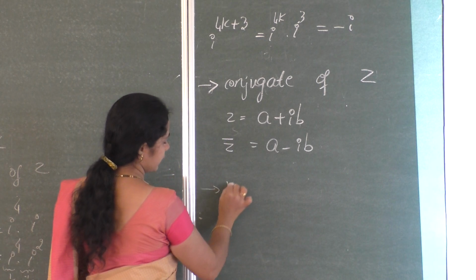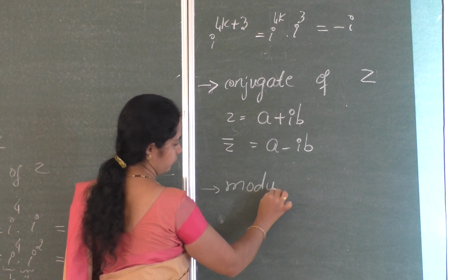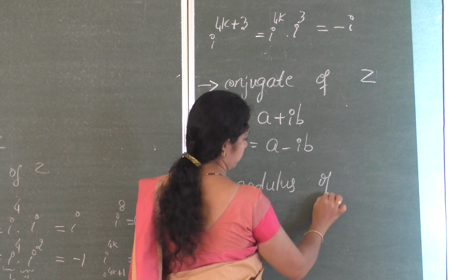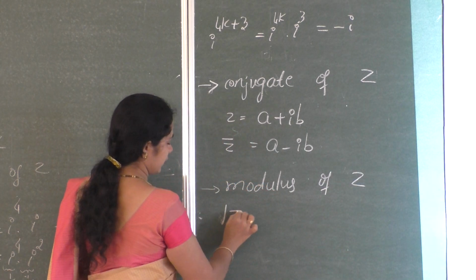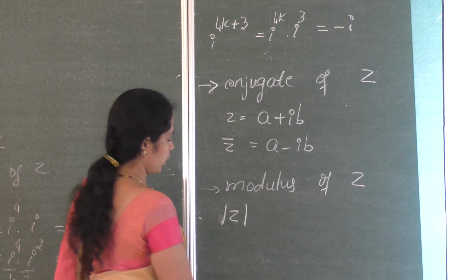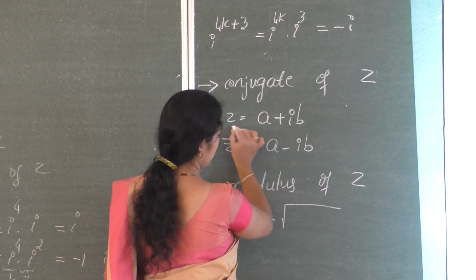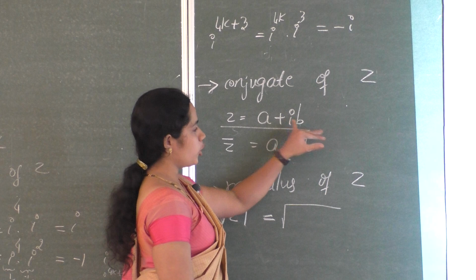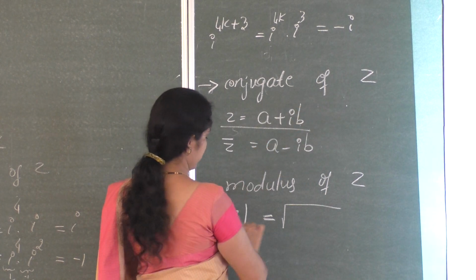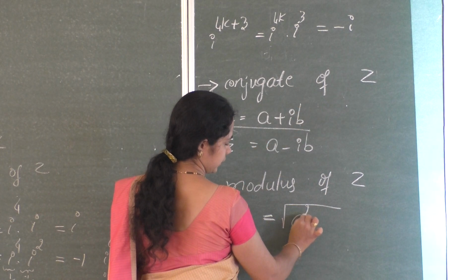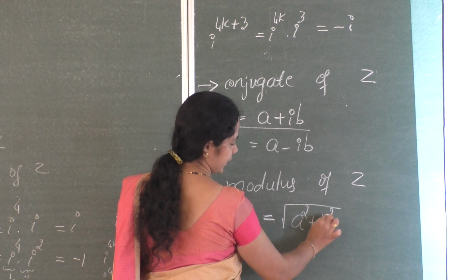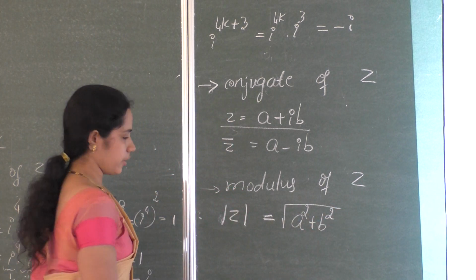Next one is modulus of z. Modulus of z is denoted by mod z. Z is equal to a plus ib is the complex number. Modulus of z is always equal to root of a square plus b square.